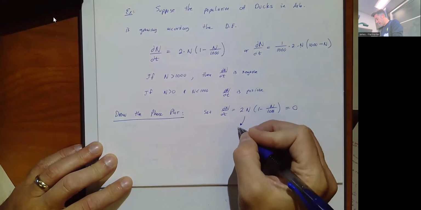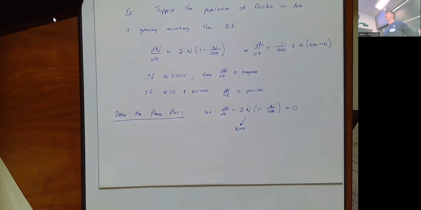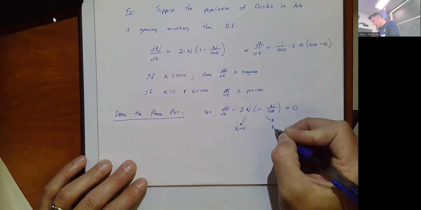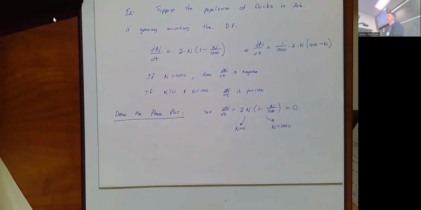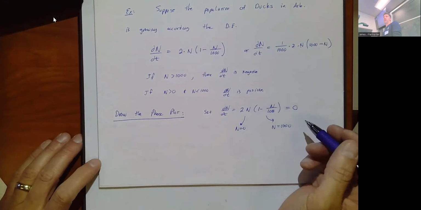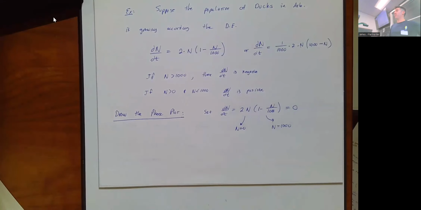We definitely get n equal to 0 as one equilibrium, which makes sense. If you have exactly 0 ducks, the rate of change of ducks is going to be 0. You don't get more ducks if you've got no ducks. Or n equal to 1,000. I've got 2 equilibria. This is definitely a second degree polynomial. If you actually multiply this all out, you get some multiple of n squared plus some multiple of n. That's a quadratic. The graph is going to look like a parabola, and we just have to decide if it's upward opening or downward opening.